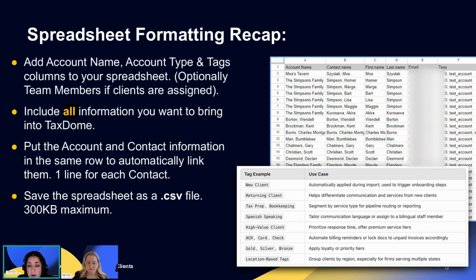And we'll talk more about conditions in a pipeline, because you can have a condition that says if they have a Spanish tag, send them the Spanish engagement letter, right? You can also tag those difficult clients, and tag the ones that are slow to respond.